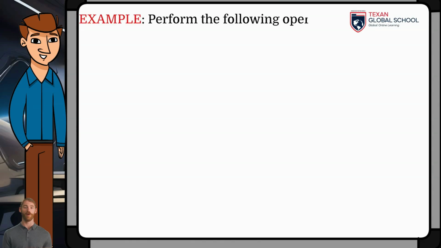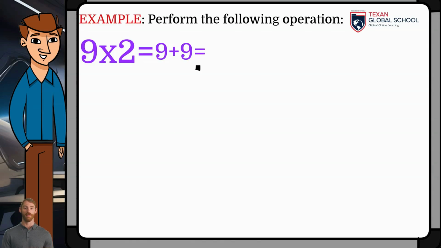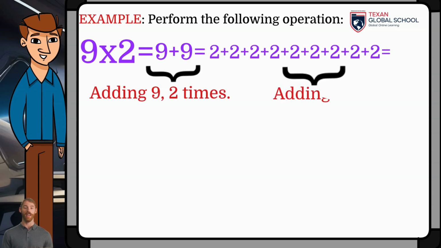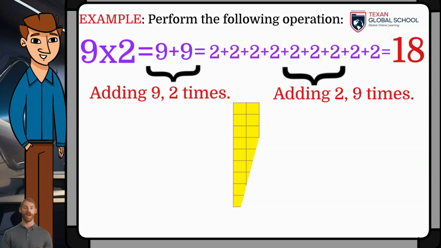If we now multiply 9 by 2, this means that we add 9 2 times. Or we add 2 9 times. Therefore, 9 times 2 is 18. The model represents 9 rows by 2 columns, thus having 18 squares or 18 ones. Hence, we conclude that 9 times 2 is 18.